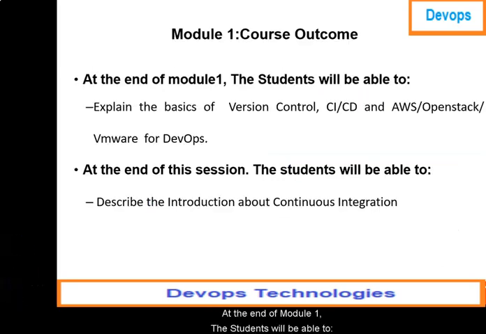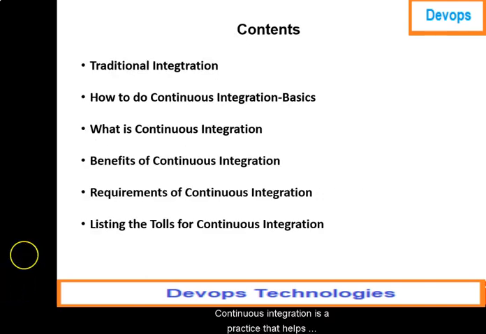At the end of Module 1, the students will be able to explain the basics of version control, CI/CD, and AWS, OpenStack, VMware for DevOps. At the end of this session, students will be able to describe the introduction about continuous integration. Continuous integration is a practice that helps developers deliver better software in a more reliable and predictable manner.